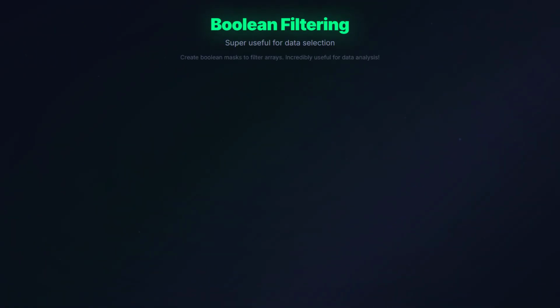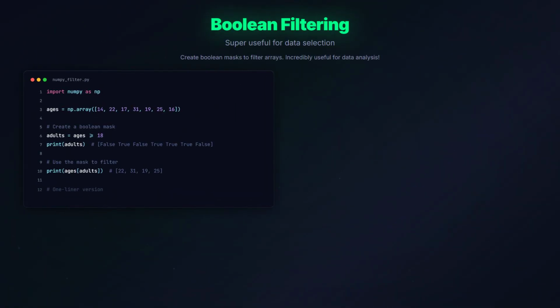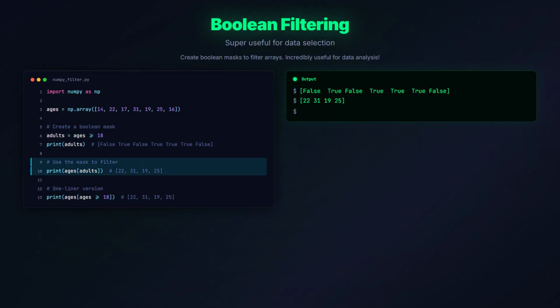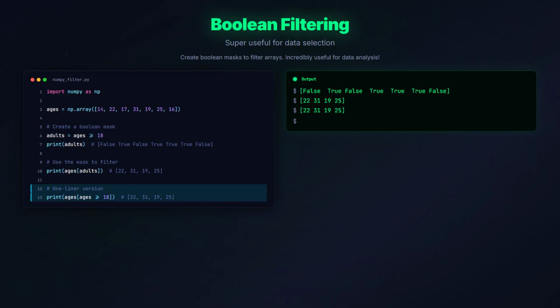Boolean filtering is incredibly useful for data selection. Create a mask by applying a condition to the array, which returns true or false for each element. Use this mask to index the original array and get only the matching elements. You can even combine the steps into one line for concise, readable code.